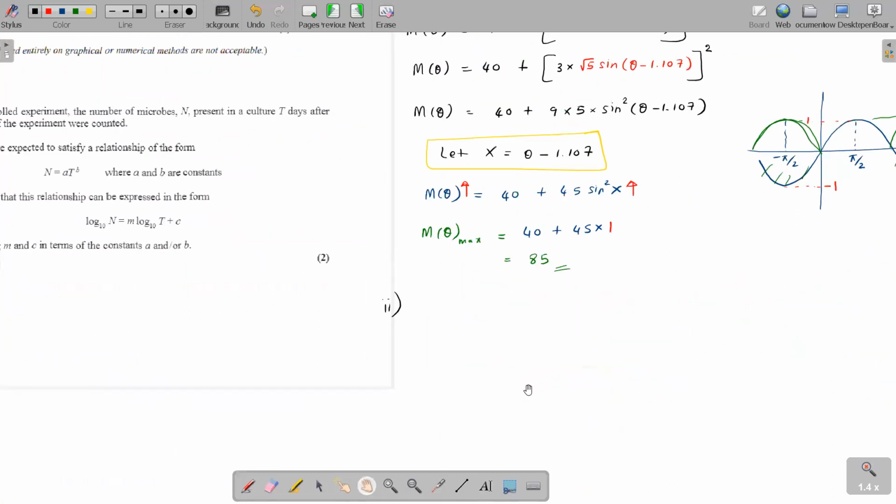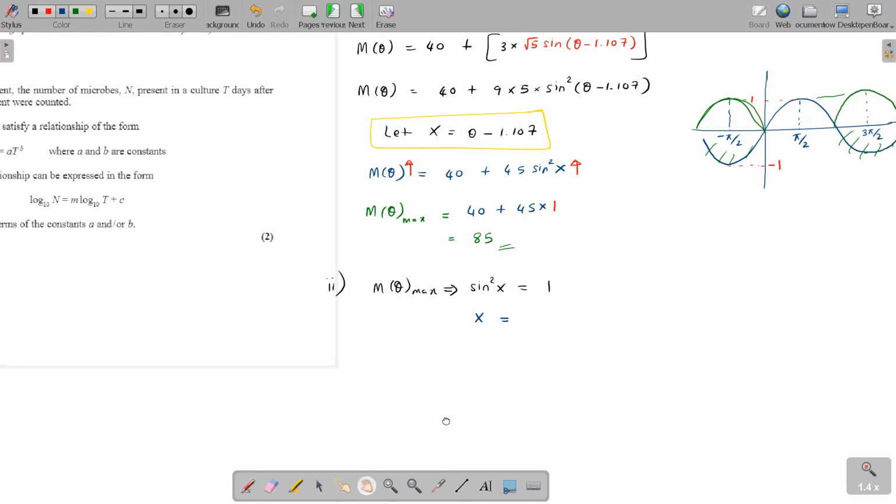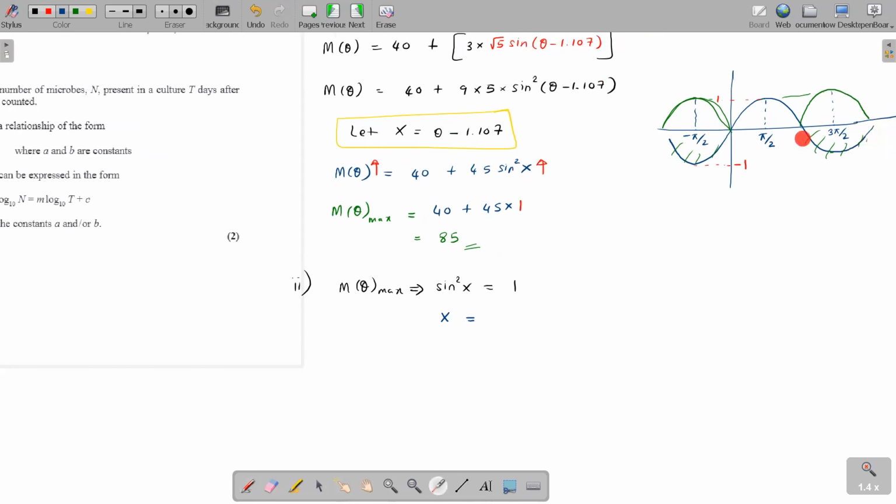So M theta is maximum when sine square x becomes 1, right? M theta's maximum occurs when your sine square x graph becomes 1. Does that make sense to you? Yes, teacher. So what are the x values that make it possible? The angles? Pi by 2 and pi? Pi by 2, not pi, because at pi it's sine pi, which is 0. 3 pi by 2, pi by 2.